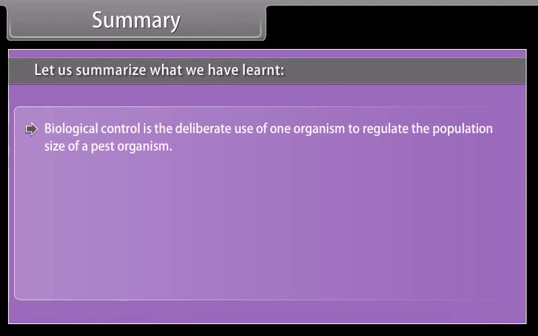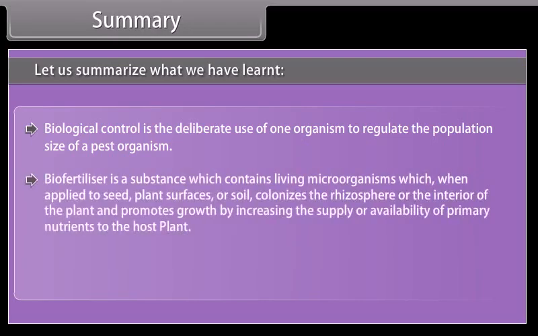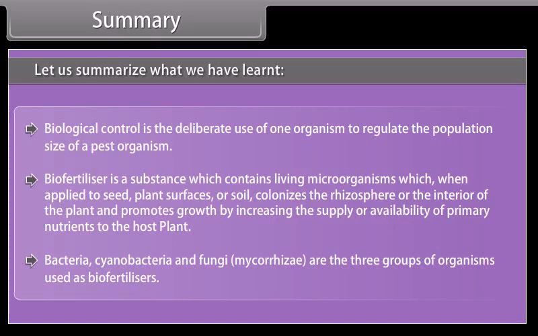Biological control is the deliberate use of one organism to regulate the population size of a pest organism. Biofertilizer is a substance which contains living microorganisms which, when applied to seed, plant surface or soil, colonizes the rhizosphere or the interior of the plant and promotes growth by increasing the supply or availability of primary nutrients to the host plant. Bacteria, cyanobacteria and fungi, mycorrhizae, are the 3 groups of organisms used as biofertilizers.